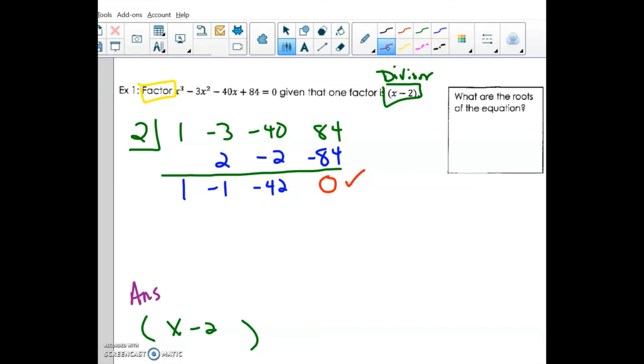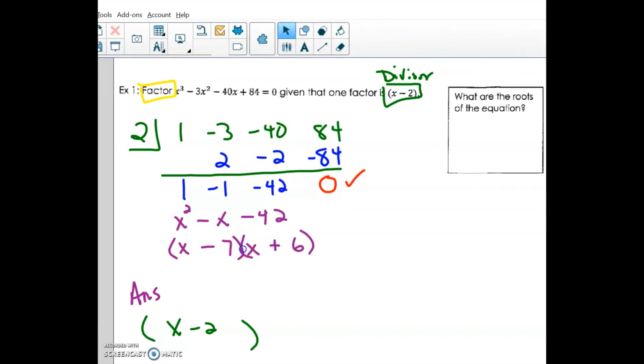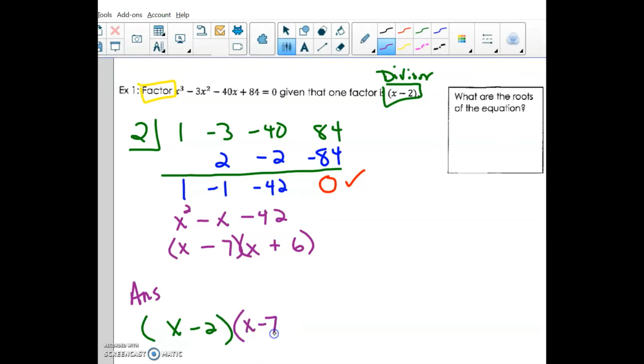Now we're supposed to turn this into the depressed polynomial, x squared minus x minus 42, and then we're supposed to factor that. So this is an easy trinomial, x, 7, 6, because 7 times 6 is 42. The sign on the 7 will be negative, the sign on the 6 is positive, and those two finish off our answer because now we have fully factored this problem. x minus 7, x plus 6. So, based on the directions of factoring this problem, this is fully factored.